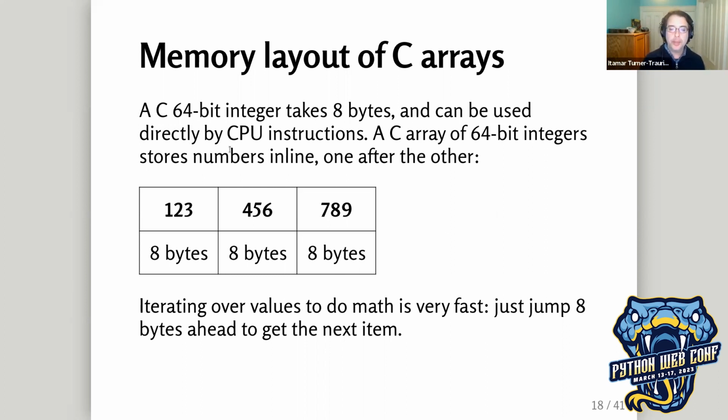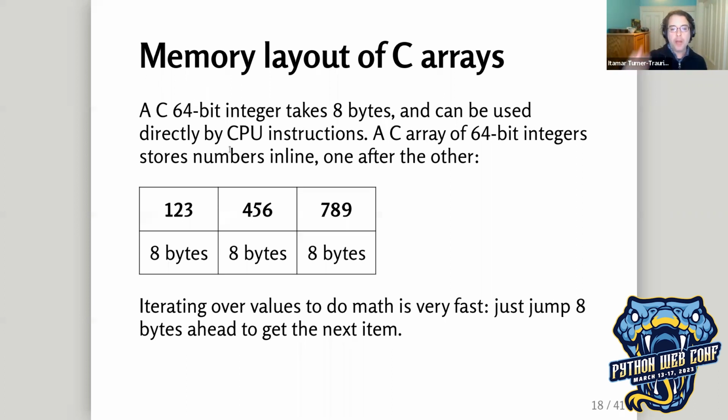Your CPU knows how to add two 64-bit integers. It has a built-in instruction for that. And a C array of 64-bit integers is just a consecutive block of memory. Each number takes 8 bytes. So number 1, 2, 3, and that's 8 bytes. And then the next number, 4, 5, 6 bytes, and so on and so forth.